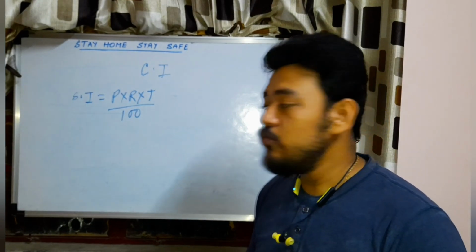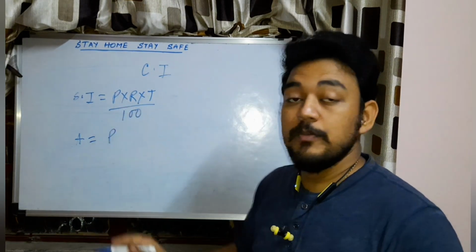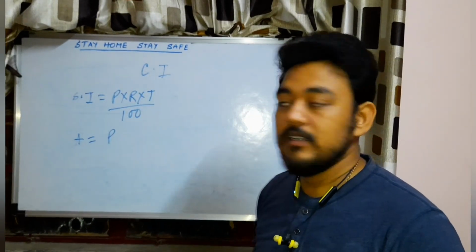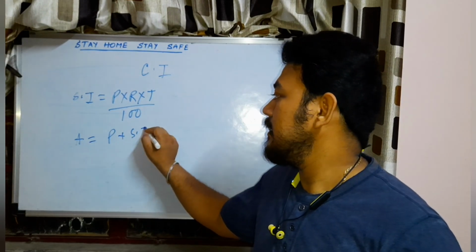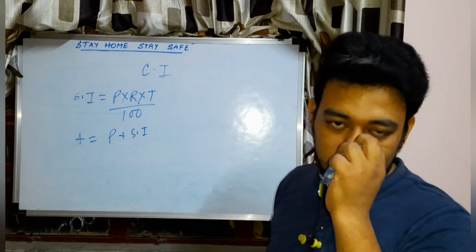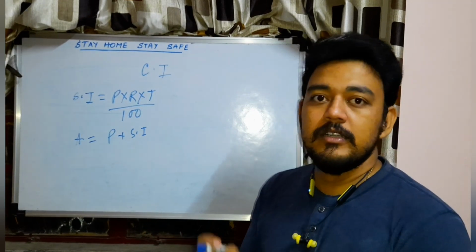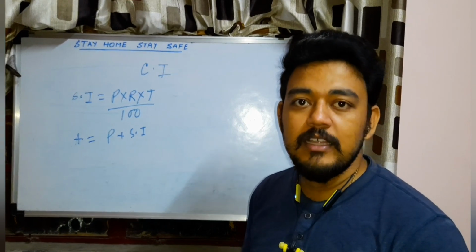And what is the amount? Amount is equals to P, that is the principal which you have given to the bank, plus SI, that is the interest. Now you will tell what is the interest? What is principal? What is amount? So let us go a little bit back.